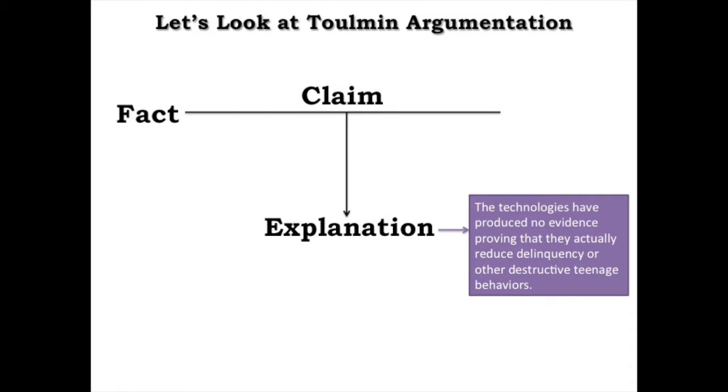All right, so now that we've come up with the side of the claim that we agree with or disagree with, we need to make sure that we can explain it through reasoned evidence. And that is what we have here as our example. So the technologies have produced no evidence proving that they actually reduce delinquency or other destructive teenage behaviors.